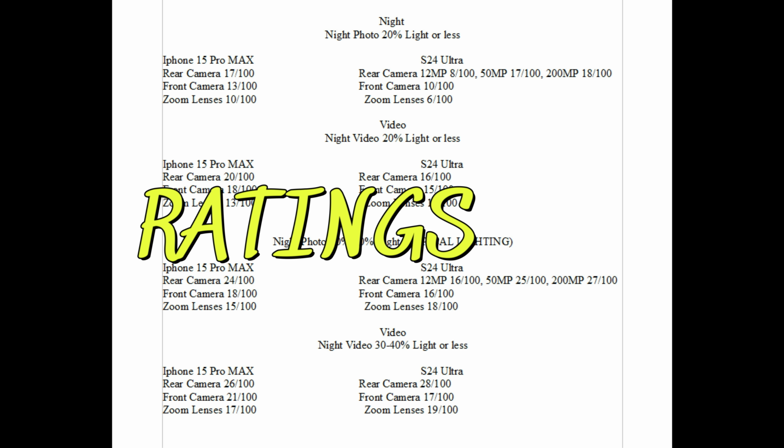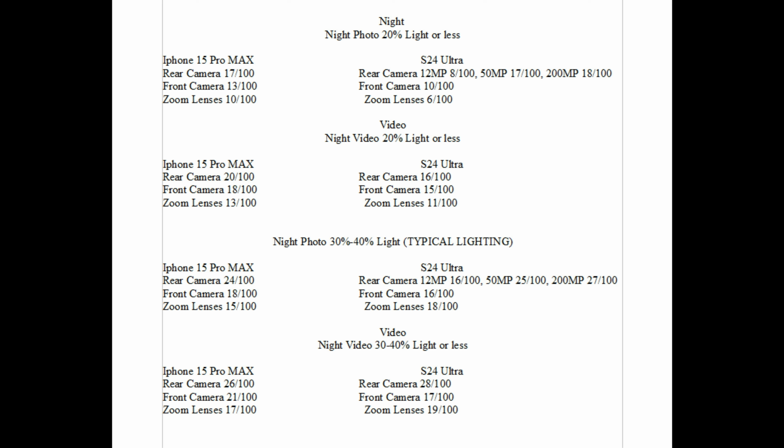So here is my scoring out of 100. For example, 20% light or less, iPhone rear camera 17 out of 100, front camera 13 out of 100, zoom lenses 10 out of 100. Yeah, the light is too low. It doesn't take that good pictures. Whereas the S24 Ultra rear camera 12 megapixel only 8 out of 100, 50 megapixel 17 out of 100. That was at 20% light level.